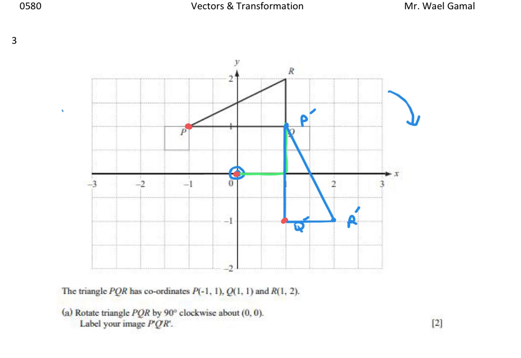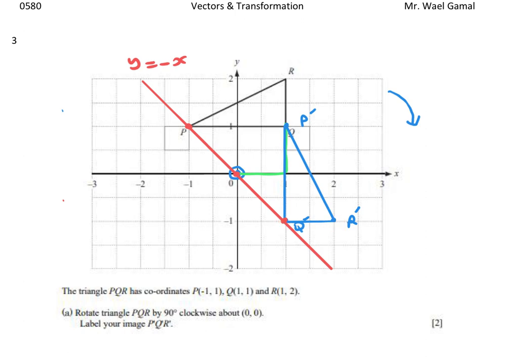This is the line y equals negative x. Now, how do we find the image of the new triangle by reflection on this line? This is our mirror line. If you have any point on the mirror line, its image will be the same. Yes, sir, it will be the same.